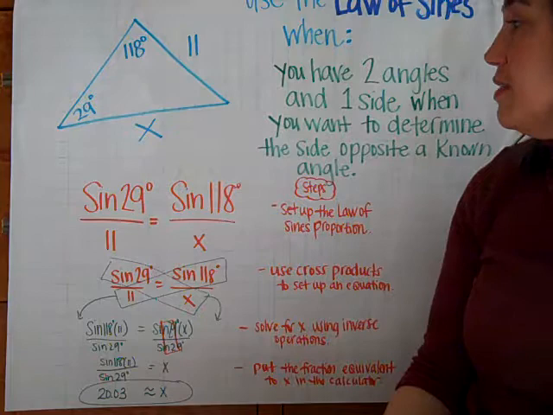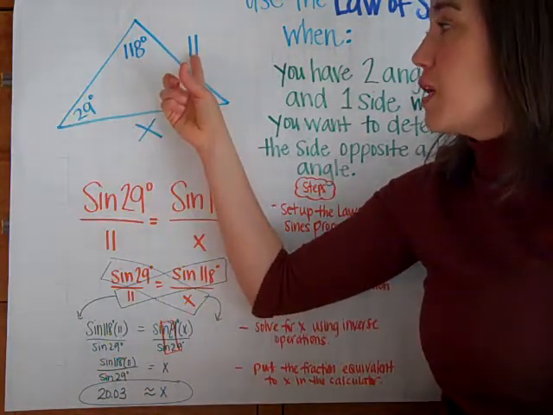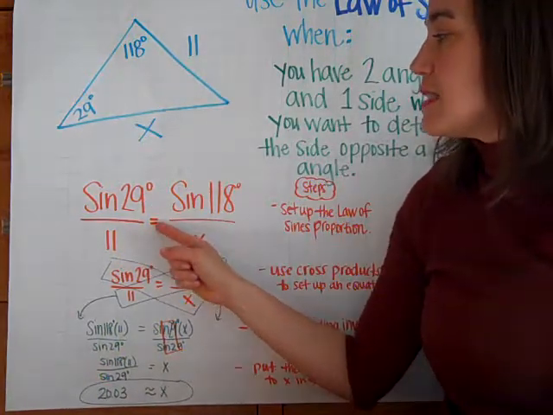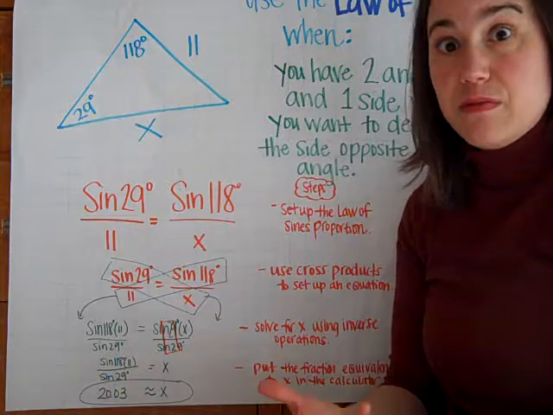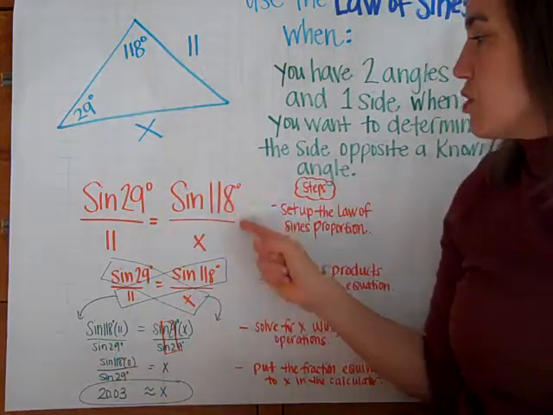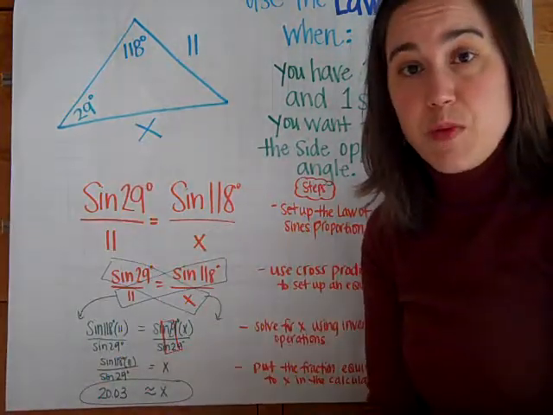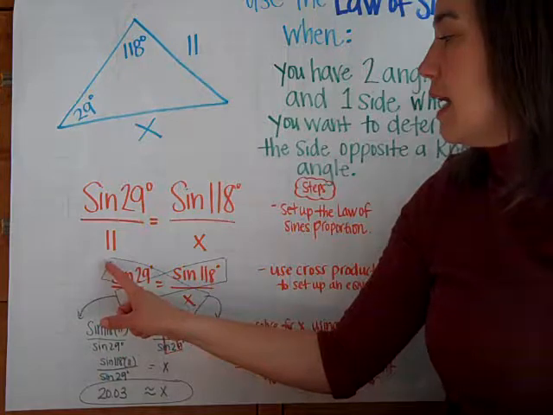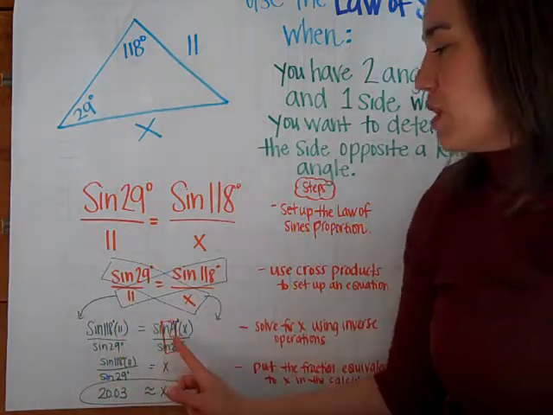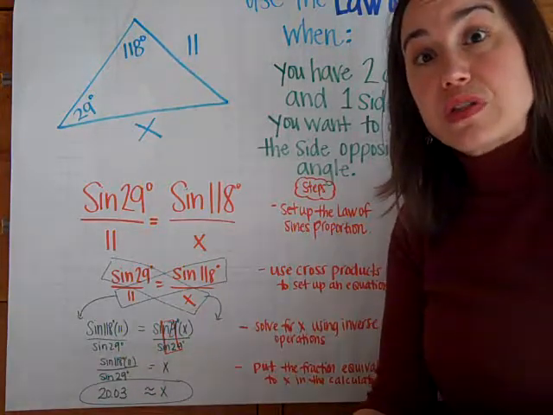When I set up my law of sines, I would use the sine of 29 degrees and I would put it over the opposite side, 11. Sine of 29 over 11. I would set it equal to the other equivalent fraction, the sine of 118 over x, which is right here. Now this right here is a proportion and I can use cross products to solve. So I would multiply each diagonal and then set the products equal to each other. Then what I would have to do is solve for x.